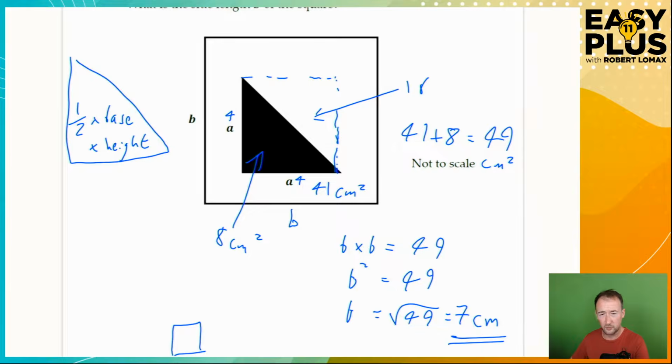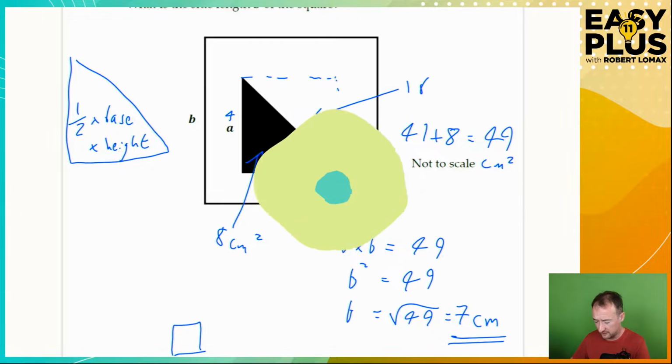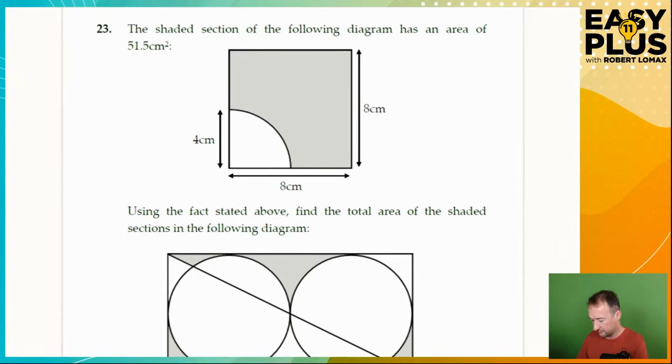Now let's push on to the next one, which is a little bit more challenging, I think. The shaded section of the following diagram has an area of 51.5 centimeters squared. So it would be sensible to start off by writing that in. How can this help us? Well, we know the length of both sides of this square, 8 and 8.